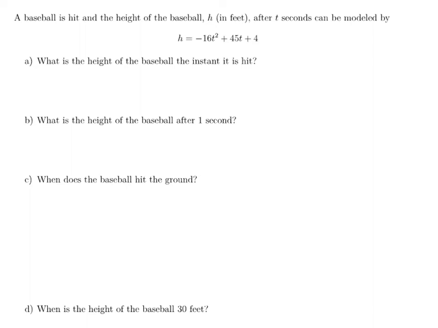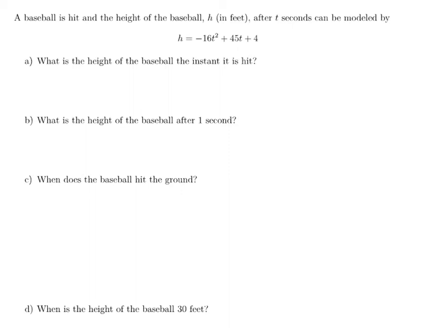In this video, we're going to explore an application of quadratic equations. When objects are thrown or hit into the air, both their path and height can be modeled with quadratic equations, and this is because of gravity. Here, we're given that a baseball is hit, and the height of the baseball, h, measured in feet, after t seconds can be modeled by the equation h equals negative 16t squared plus 45t plus 4.